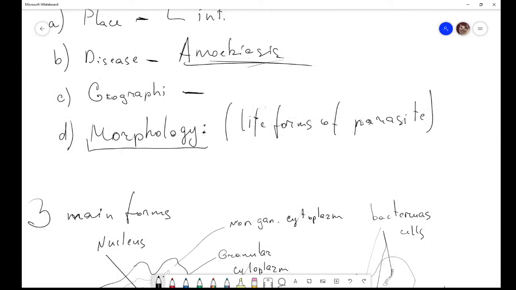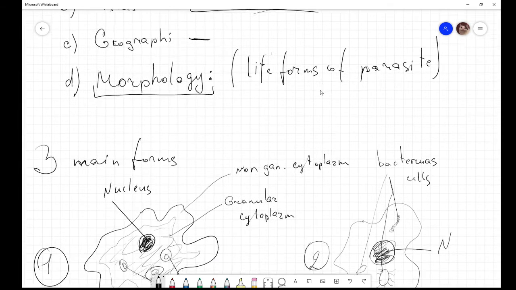You must know morphology, because knowledge about morphology of this parasite can give you knowledge of how to find this parasite inside the human, and gives you knowledge in diagnosis of this disease. Okay, and the next step, morphology.